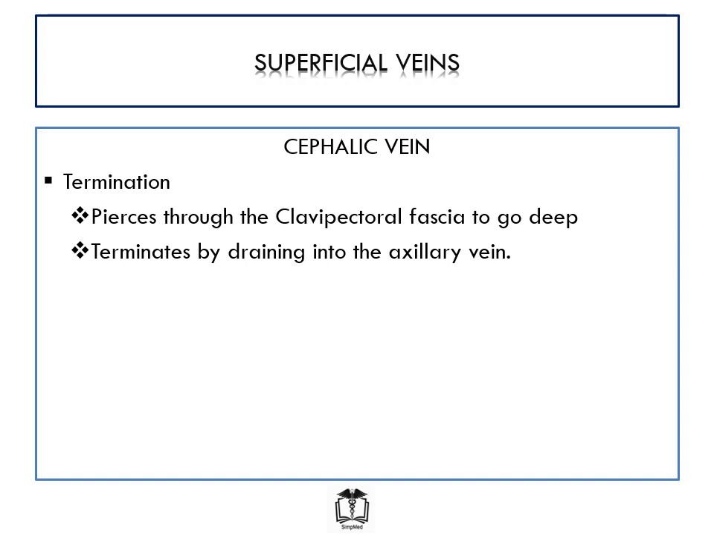And once it becomes deep, it terminates by draining into the axillary vein. And this is how the cephalic vein tends to end. It just blends with the axillary vein, and then all the venous blood carried by the cephalic vein would enter into the axillary vein.